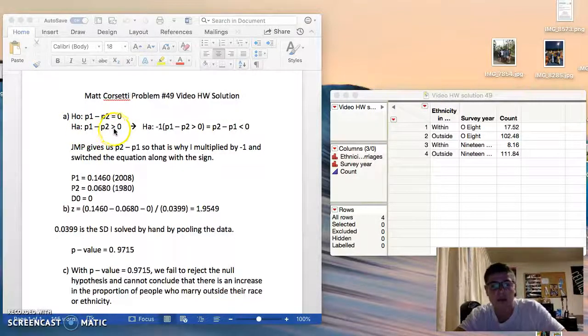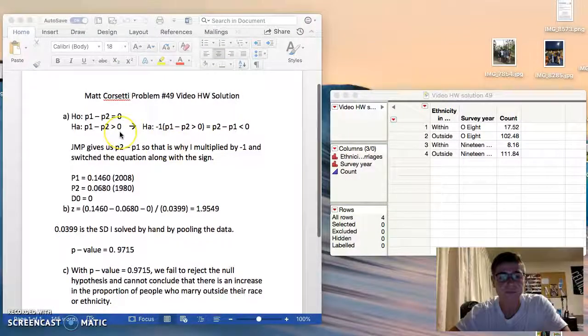We have it greater than 0 because we're trying to find out if there was an increase in the percentage of newlywed marriages marrying people outside of their race or ethnicity. Over here I have the alternative hypothesis written a little differently. I multiplied everything by -1. That's because, like we talked about in class, JMP sometimes gives us P2 minus P1 instead of what we want, which is P1 minus P2. So by multiplying by -1, I get the alternative as P2 minus P1 is less than 0.